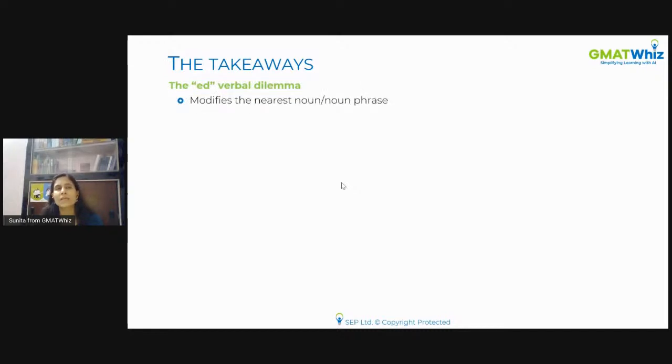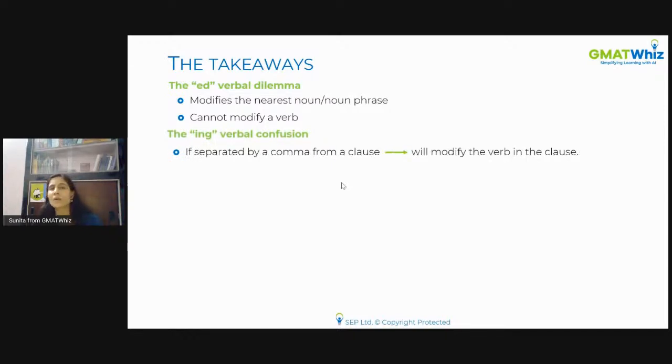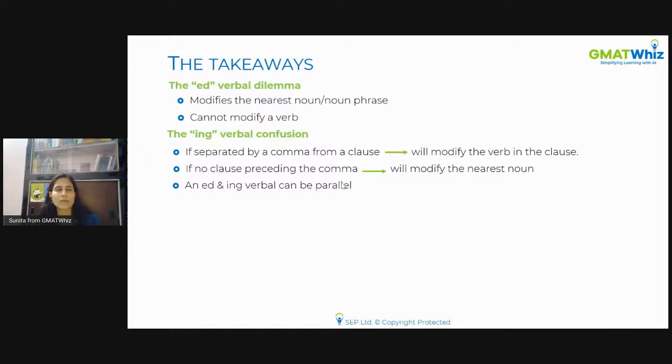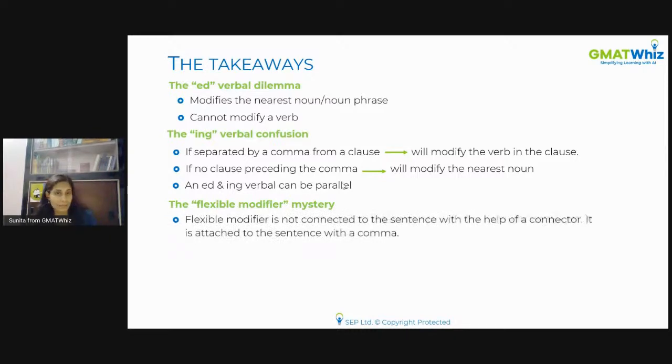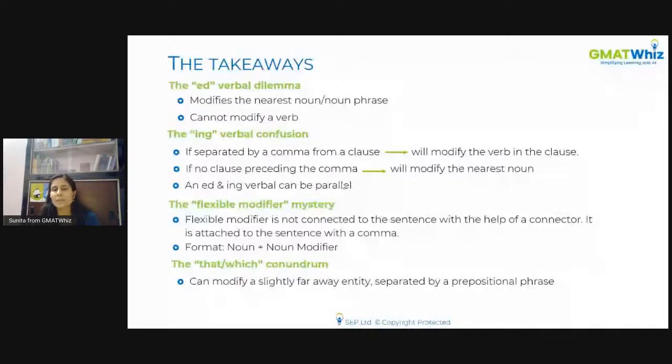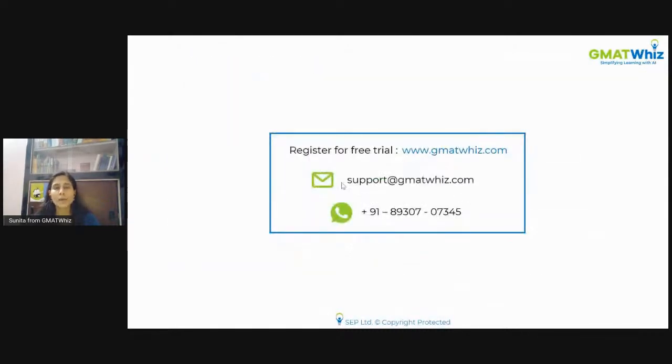The ED verbal dilemma. The ED verbal modifies the nearest noun or noun phrase, cannot modify a verb. ING verbal, if it is separated by a comma from a clause, it will modify the verb in that clause. If no clause precedes the comma, it will modify the nearest noun. An ED verbal and ING verbal can be parallel. Flexible modifier is not connected to the sentence with the help of a connector. It is attached to the sentence with a comma and it follows the specific format. The that in which conundrum is that can modify a slightly far away entity which is separated by a prepositional phrase, but it cannot modify a verb. That and which cannot modify a verb. These were the takeaways of today's session. These are the seven most commonly committed errors on modifiers, and these need to be noticed and avoided.